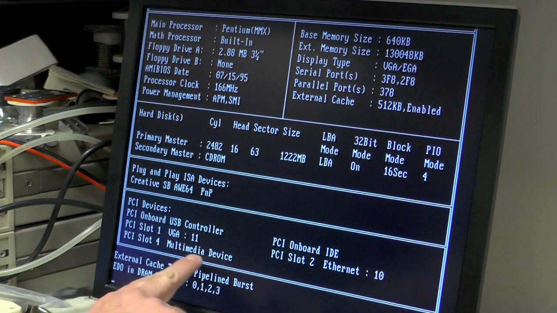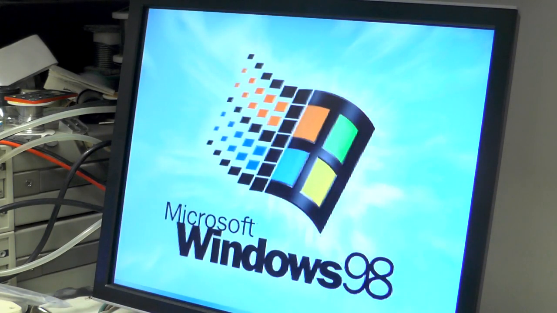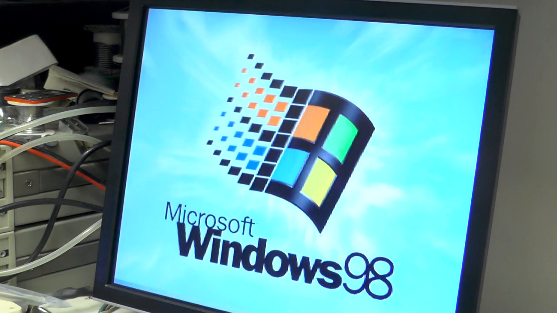Okay, we've got slot 4 multimedia device, that's a good sign. That's the Voodoo. I've only got the one plugged in at the moment. Obviously the one that I've upgraded.